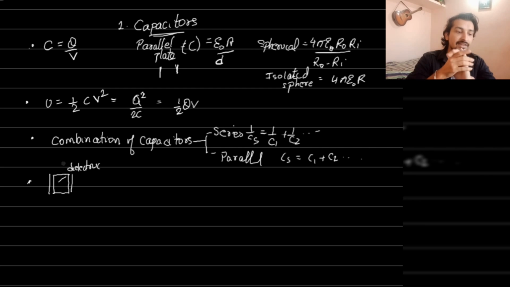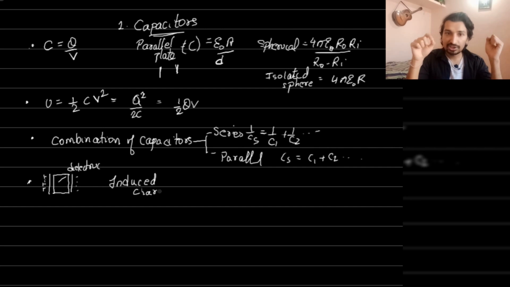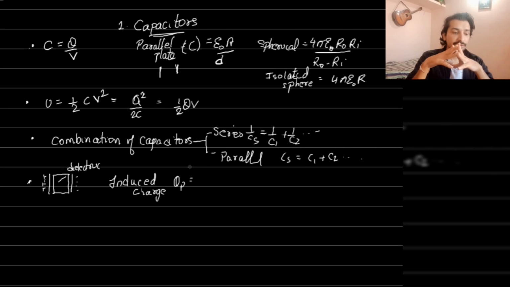So when you put a dielectric, some charge is induced in the dielectric, because the positive and negative charges in the dielectric get separated, right? So what is the induced charge? The induced charge Qp will be equal to the initial charge into 1 minus 1 by K. So when you do that, you get the induced charge.